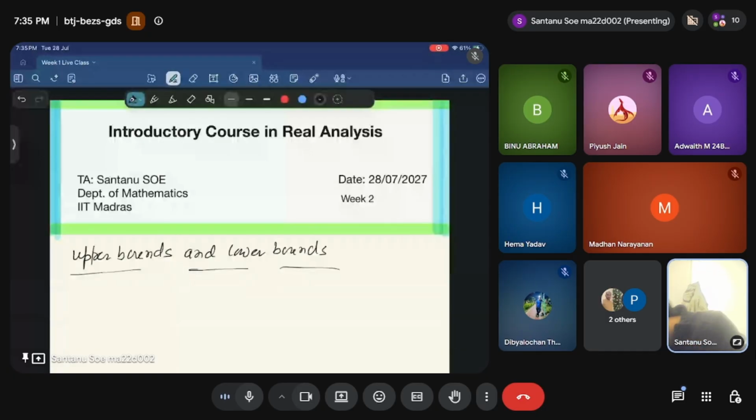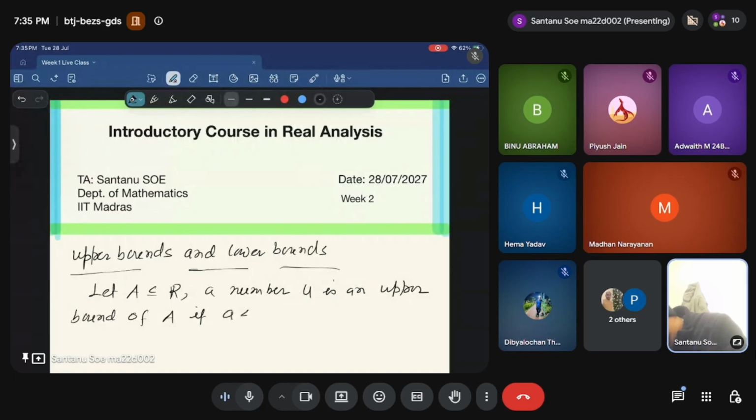Let A be a subset of R. Then a number U is an upper bound of A if a is less than or equal to U for each a in A. I hope you guys know this property, right?